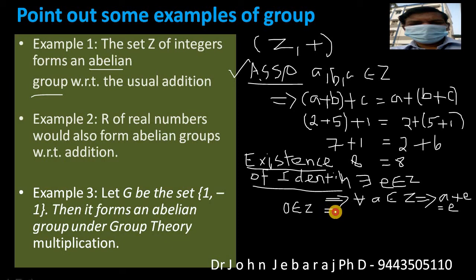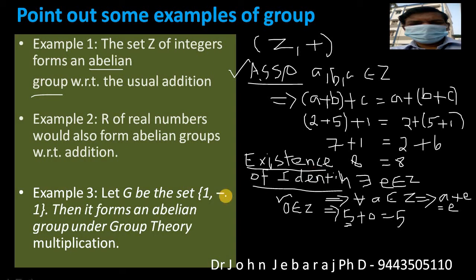Implies for any element, I am taking one element as 5. Then add that element with 0, what you will get is 5. So whatever number you take, add it with 0, you will get the same number. Therefore, there exists an identity in Z such that any element operated by the binary operation plus with that particular 0 gives the same element. Therefore, there exists an identity.